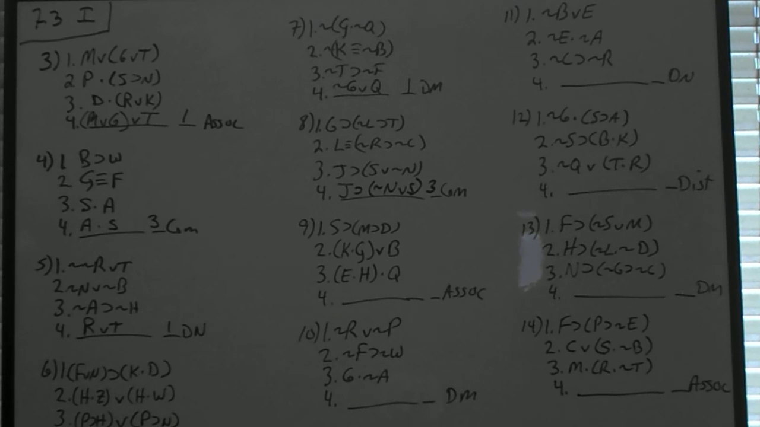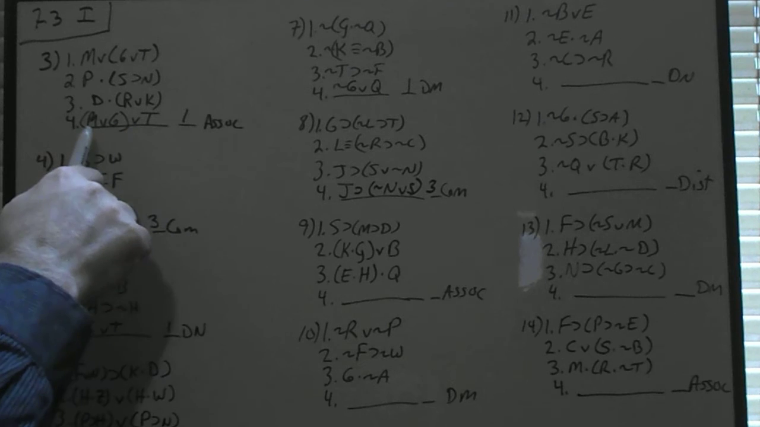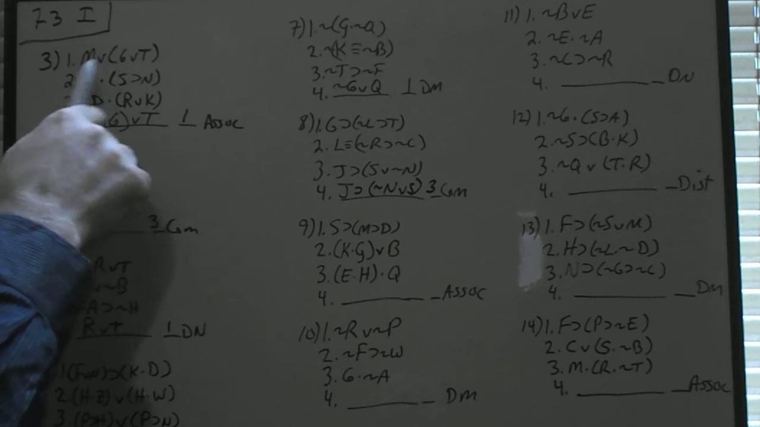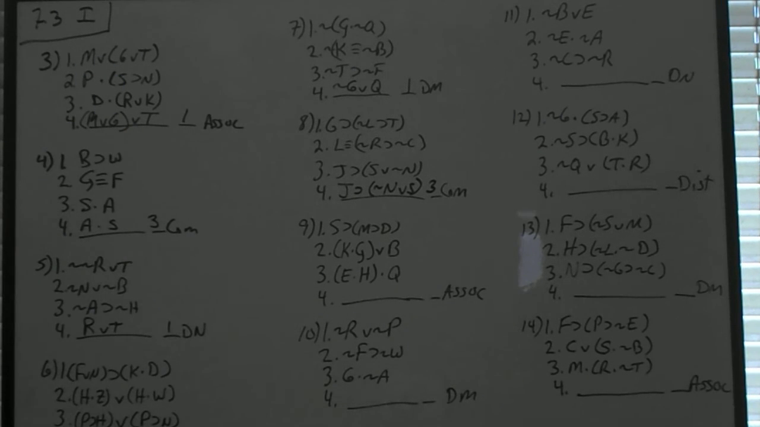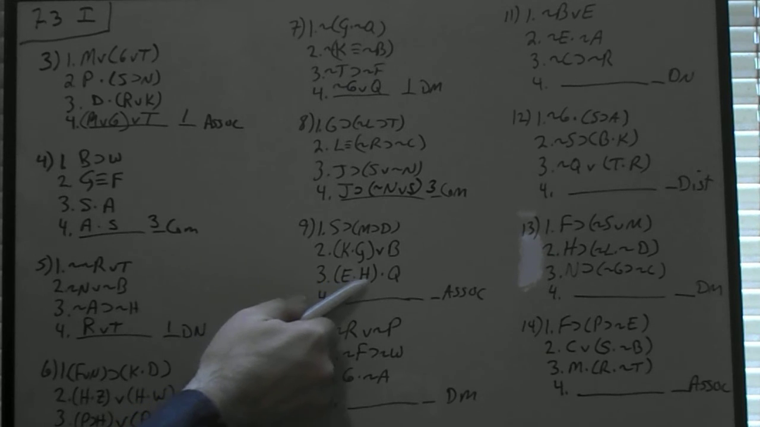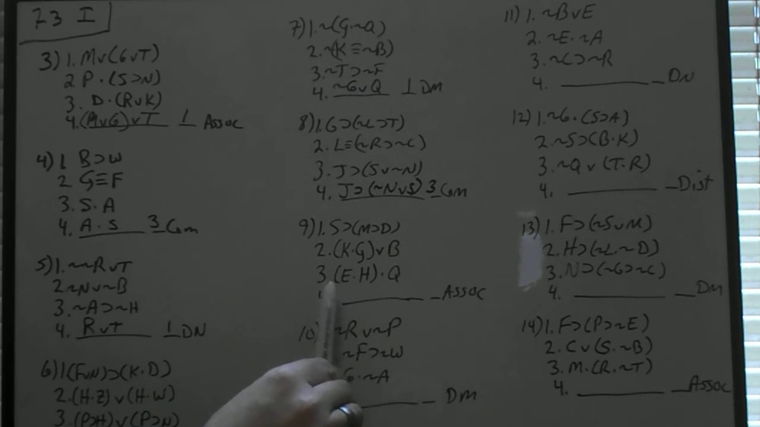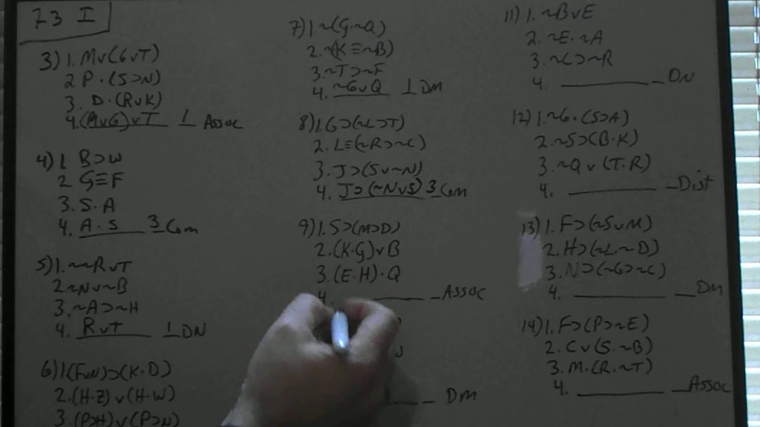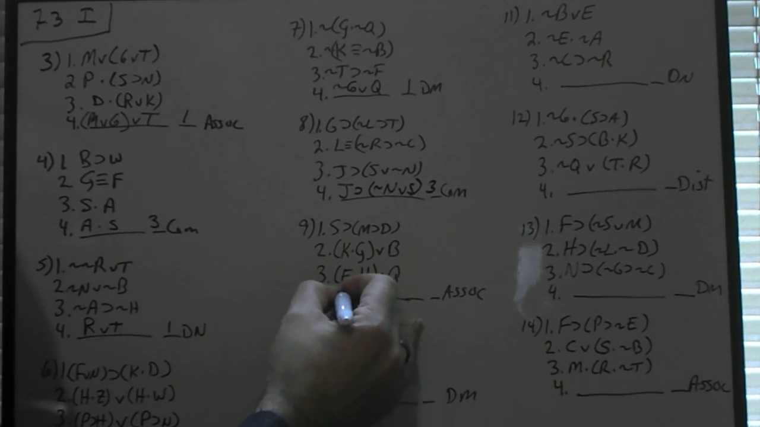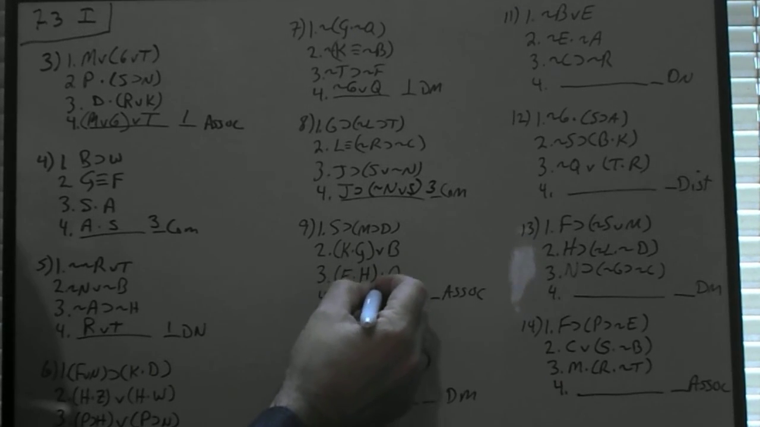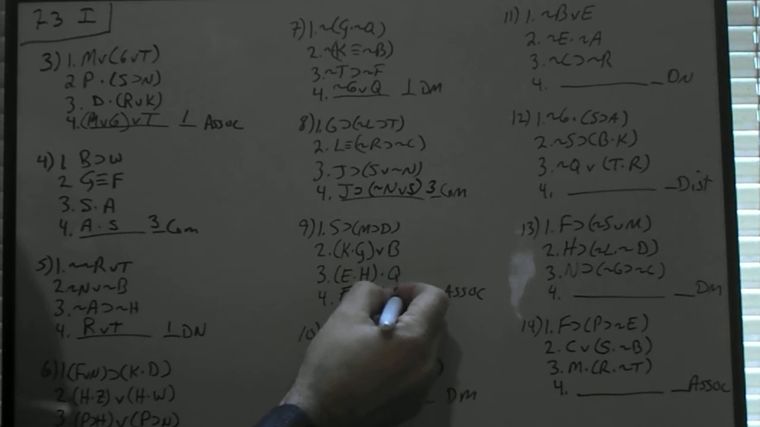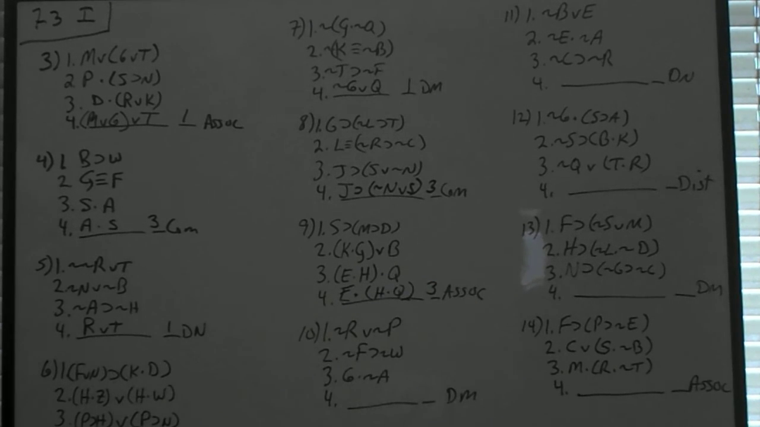Number 9, if S then M then D, K and G or B, E and H and Q, and again they want associativity. Just like we saw up here, with associativity you need either all wedges or all dots. On line 3 we have all dots. All that means is that we can shift the position of the parentheses, and so it becomes E and then in parentheses H and Q, from line 3 through associativity.